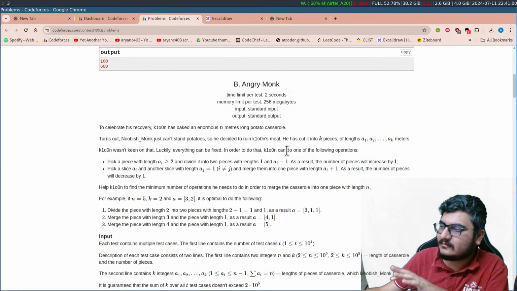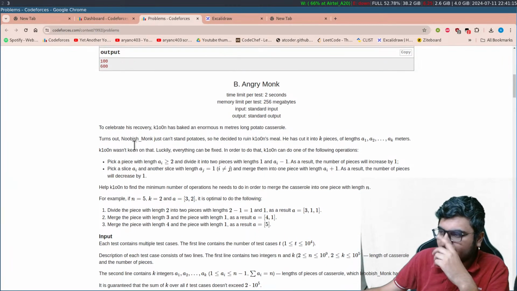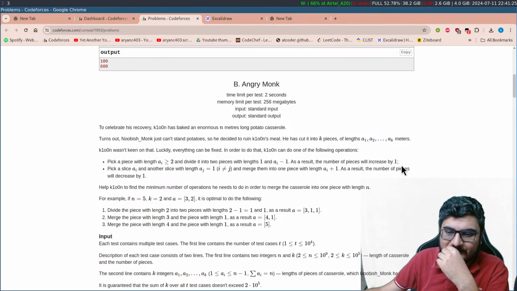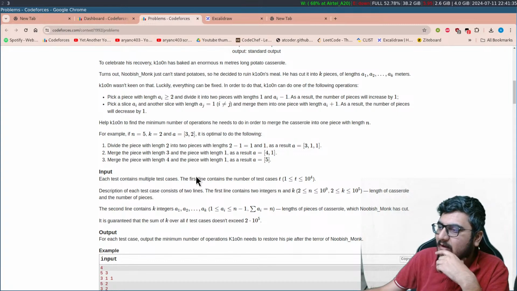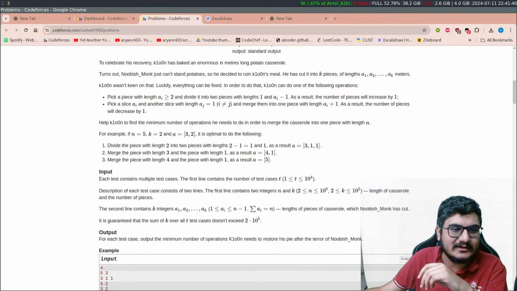Like nothing much. What we know is we have been given an array of length K, such that the sum of all the values in the array is N. What we can do is pick one of the elements of A and divide it into two elements, 1 and A_i minus 1. As a result, the number of pieces increases by 1. We can also pick two different pieces where one of them is 1 and join them, and as a result, the number of pieces decreases by 1. Now it says, for given elements, find the minimum number of operations we need so that we have the final N value with us.